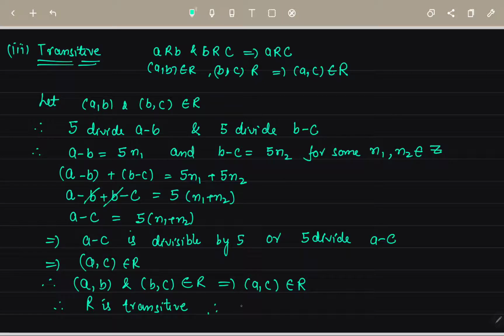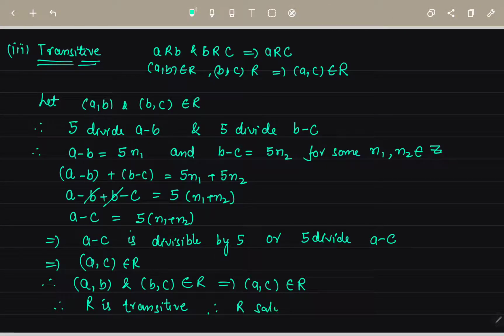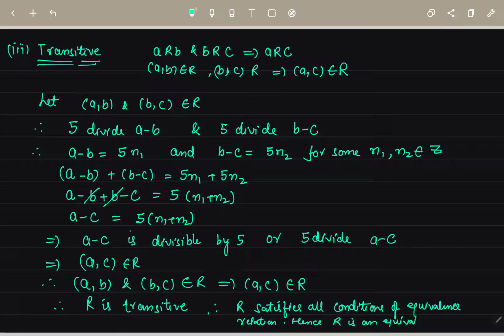So therefore as R satisfies all the conditions of equivalence relation, so hence R is an equivalence relation. Hence proved. So इस टाइप से भी आपको क्वेश्चंस पेपर में आ सकते हैं सॉल्व करने के लिए.